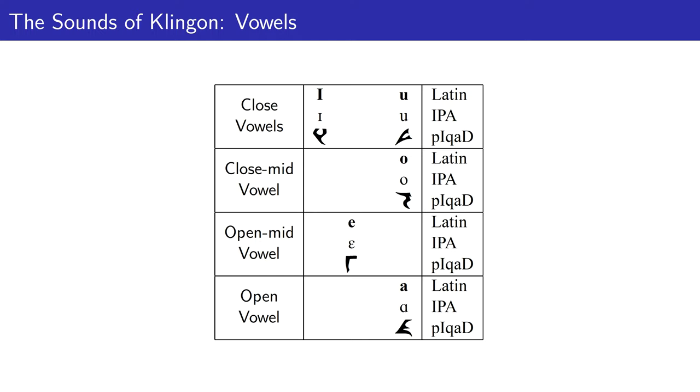Here we see the 5 vowels of Klingon. In this chart, the vowels are organized. We have closed vowels, closed mid-vowels, open mid-vowels, and open vowels. For each vowel, we have the Latin orthography, the pIqaD orthography, as well as the representation in IPA, or the International Phonetic Alphabet. We'll begin with the first vowel, I. This vowel is represented by the Latin letter capital I and is pronounced i.